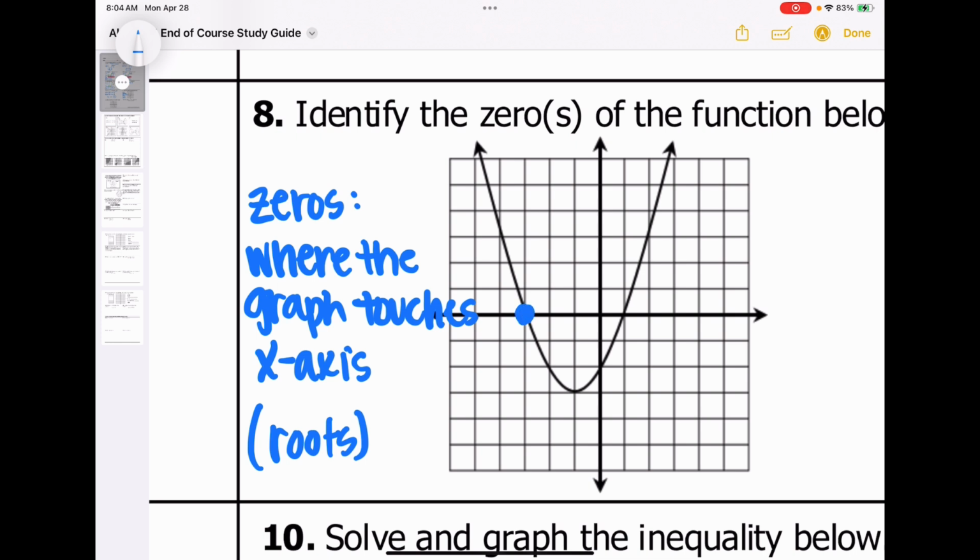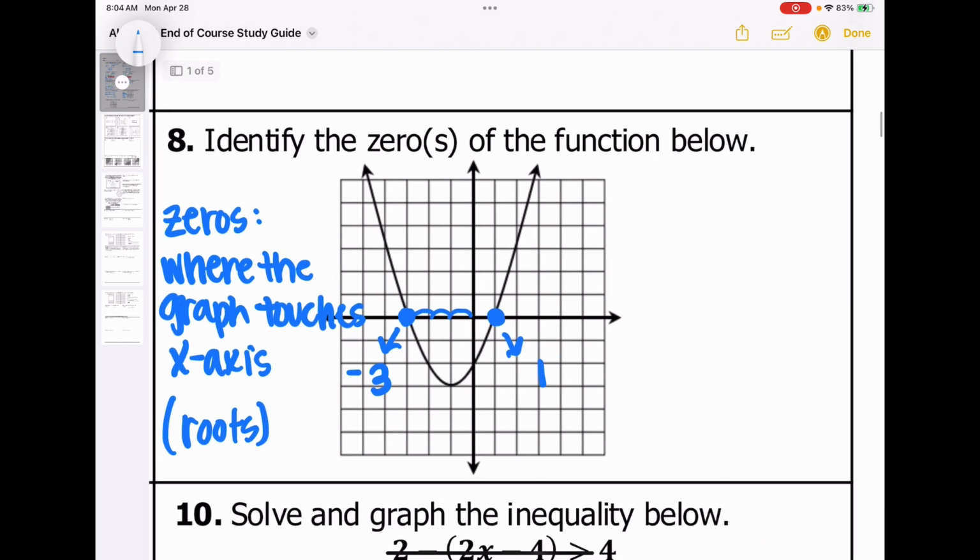So here the graph is touching it twice, and I want those numbers. So this is 1, 2, that's a negative 3, and then this is a positive 1. So when I write my solution, I'm going to use my squiggly brackets because we're making a list, and I put the smaller number first, so negative 3, 1.